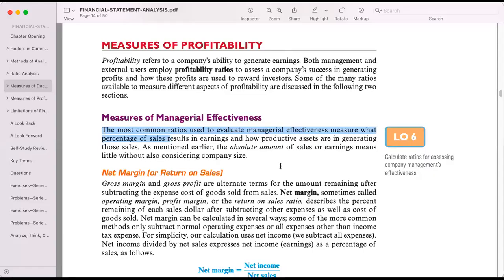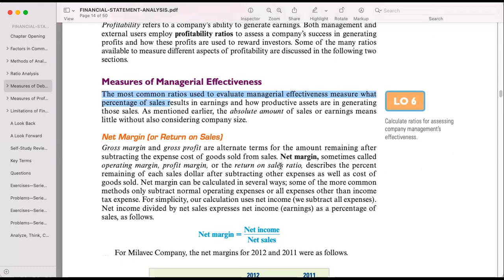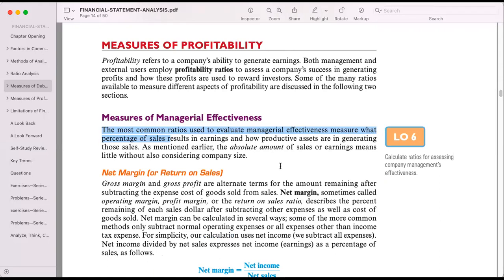Again, nakat na naman yung video because of the incompetence of PLDT, I guess. So, yeah, let's go back. Tapos na tayo sa measures of the debt paying ability of the company. Now let's proceed to the measures of profitability of a company.